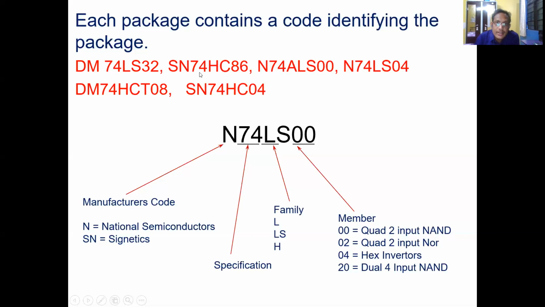Same thing, 74SC86. What is the type of this IC? This is called CMOS IC because SC stands for high speed CMOS, a sub-logic family of CMOS ICs. 86 is a quad 2-input XOR gate. So this is how to identify a particular IC.